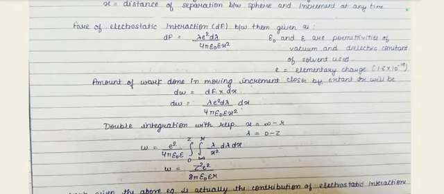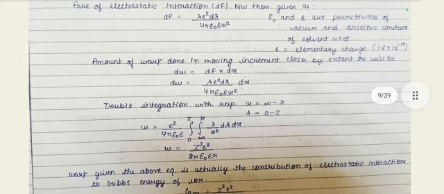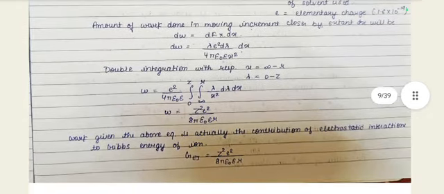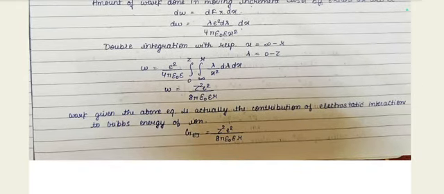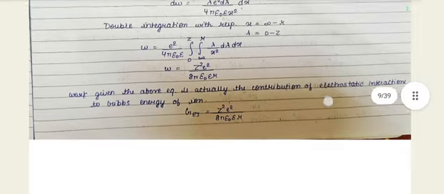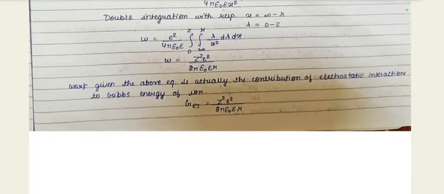The amount of work done in moving the increment by an extent dx will be dW equals dF into dx. So dW equals delta q e squared d delta q by 4 pi epsilon naught epsilon x squared into dx. Double integration with the limits, respectively x equals infinity to r and delta q equals 0 to z. W equals e squared by 4 pi epsilon naught epsilon, integration 0 to z, integration r to infinity of delta q by x squared d delta q dx. W equals z squared e squared by 8 pi epsilon naught epsilon r.